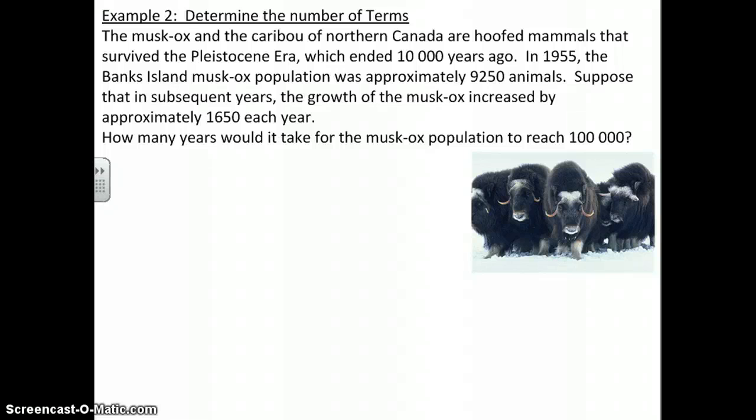Hi and welcome to section 1.1, examples 2, 3, and 4. We're going to do all three of those on this one video. Okay, so this one we want to determine the number of terms.